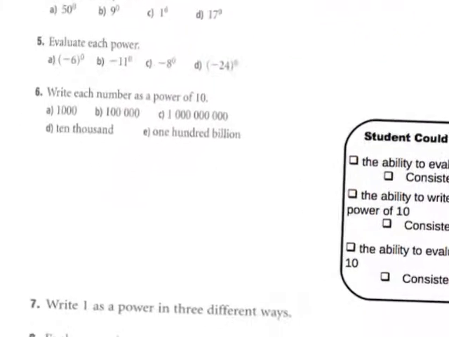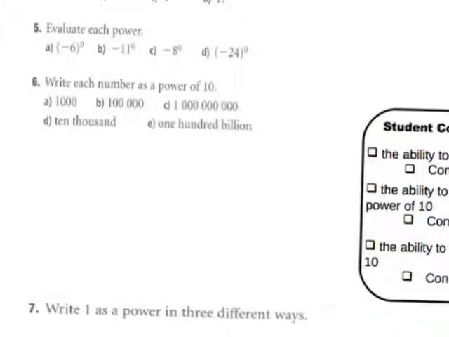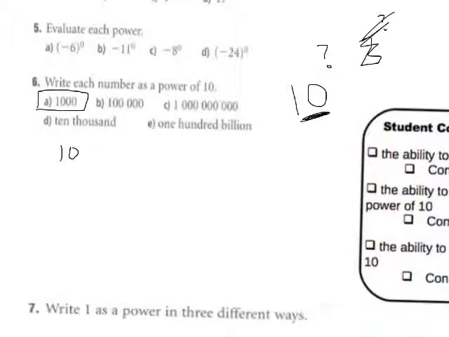Now we're going to get a little bit bigger here, so we can look at number 6. It says write each number as a power of 10. Anything written as a power of 10 has to be 10 to the power of something. That's what a power of 10 is. A power of 2, or base 2, is 2 to the power of something. Again, we're looking for powers of 10. The easiest way is just to think of the basics. The number 10 is just 10 to the power of 1. The number 100 is just 10 to the power of 2, because 10 times 10 equals 100.